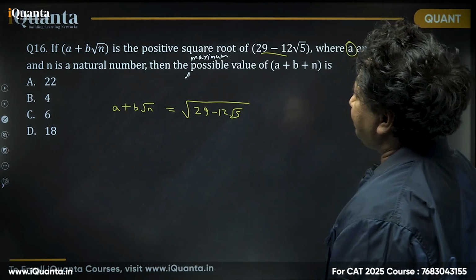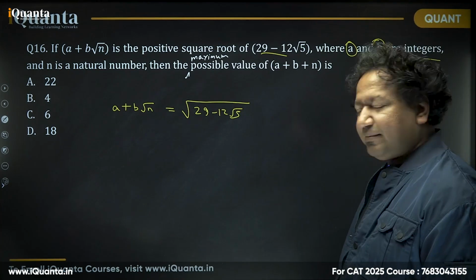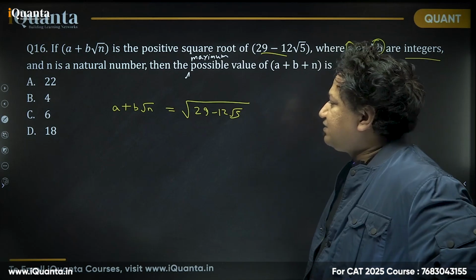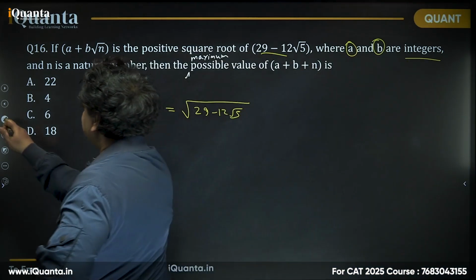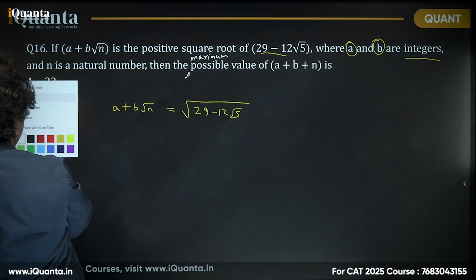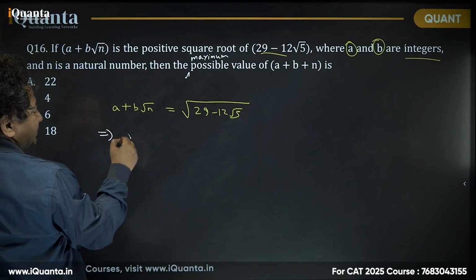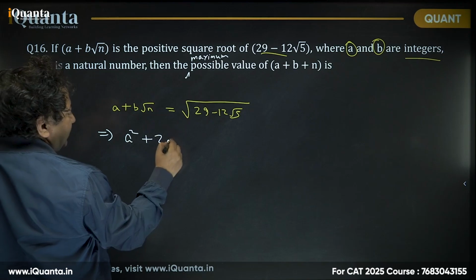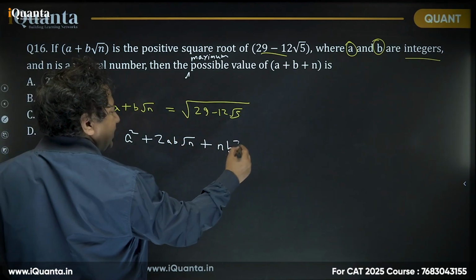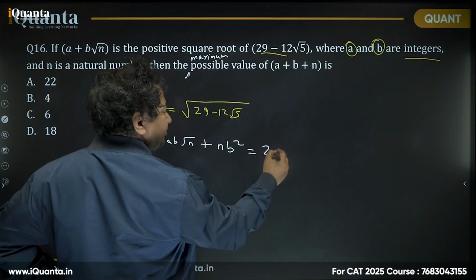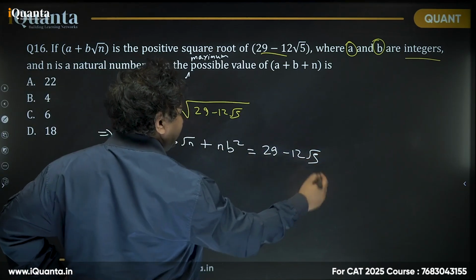The maximum possible value of a plus b plus n is asked. That means we can have different possibilities. We need to find the maximum possible one. All right, let's try to do that. Let's take the square on both the sides. I'll get a square plus 2ab root n plus n b square, that is 29 minus 12 root 5.